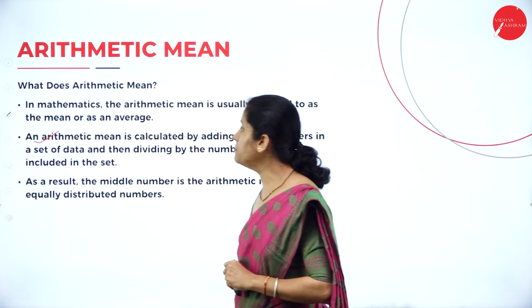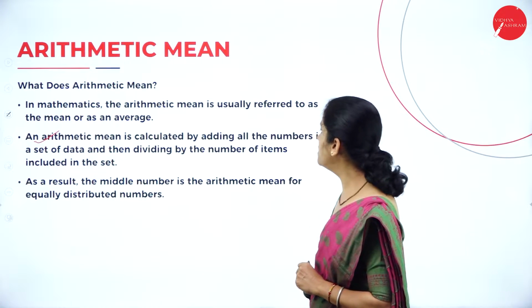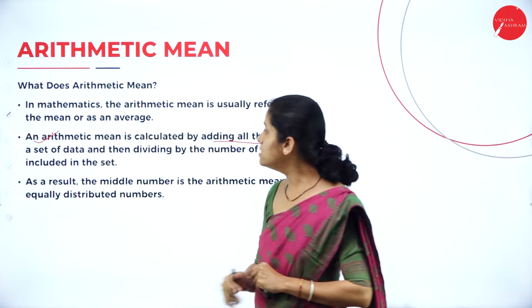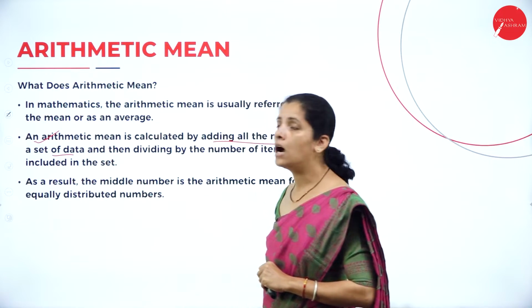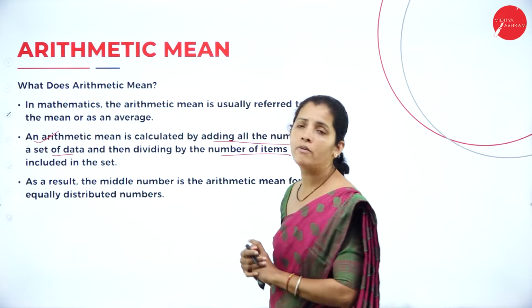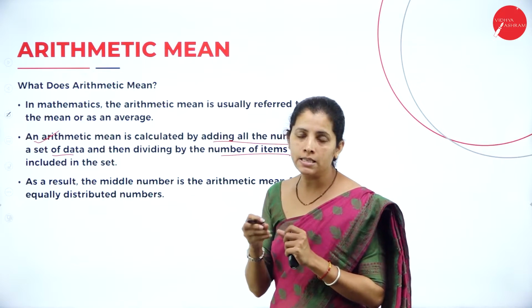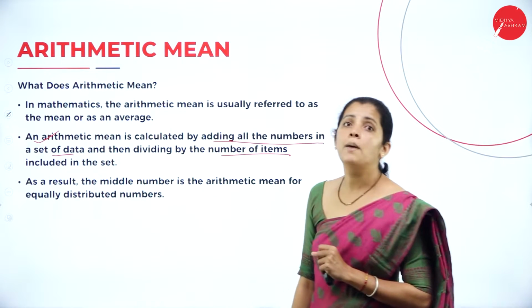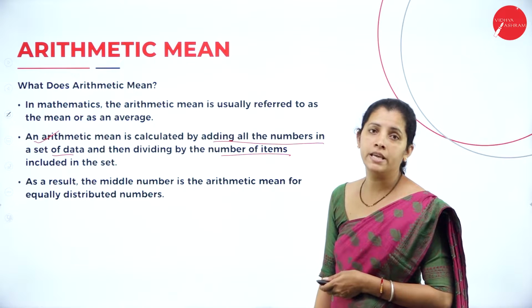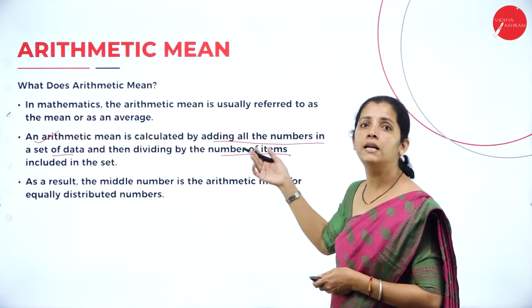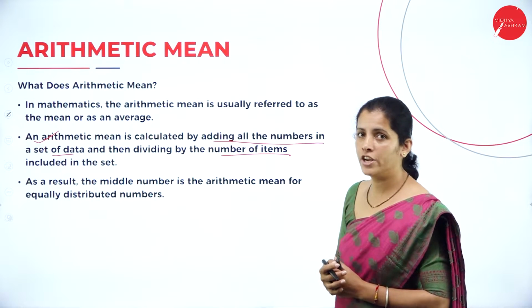Arithmetic mean is calculated by adding all the numbers in a set of data and dividing by the number of items present in that data set. As the result, the middle number itself is the average.